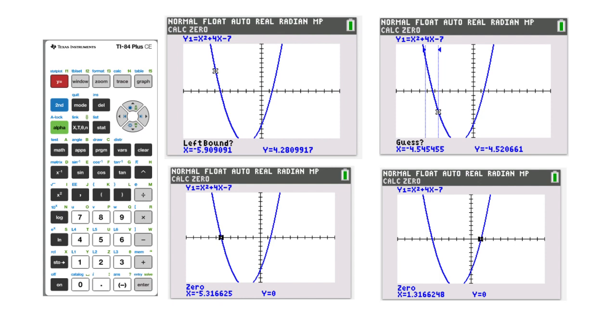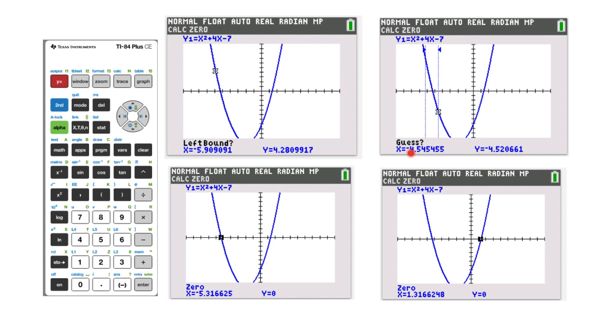Then it's going to say right bound. So you go right, right, right, right, right until your cursor is right of it, and press enter. And you're going to get this screen. What they're really saying here is, oh, you mean you want the x-intercept that falls between these two lines? Now it will let you make a guess.